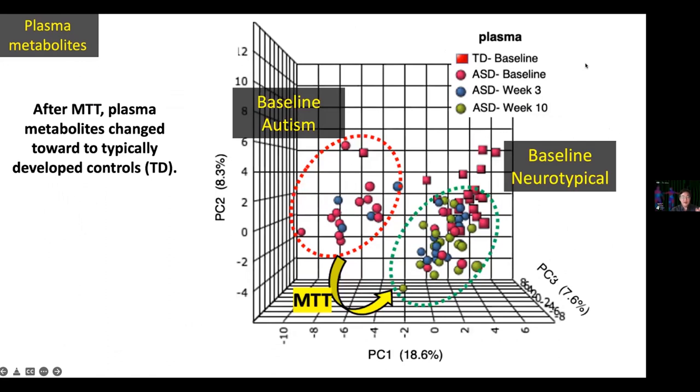And overall, as you see here, their profiles are changed. For example, in this 3D graph, at baseline, neurotypical is the green circle, and the red circle, baseline autism, is very different for plasma metabolites. But after this treatment, the metabolite profiles in plasma are very close to the neurotypical.